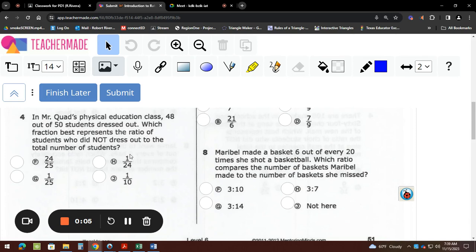Okay, number four. Number four says Mr. Quant's, listen, because this one is a tough one, okay? Mr. Quant's physical education class, 48 out of the 50 students dressed out. Which fraction best represents the ratio of students who did not dress out to the total number of students?